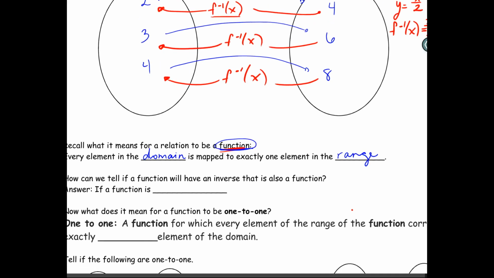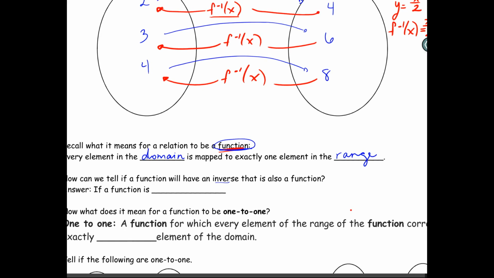How can we tell if a function will have an inverse that is also a function? The answer is if a function is called one-to-one. So go ahead and write it verbally with me. It says 1, 2, 1. Now, what does it mean for a function to be one-to-one?